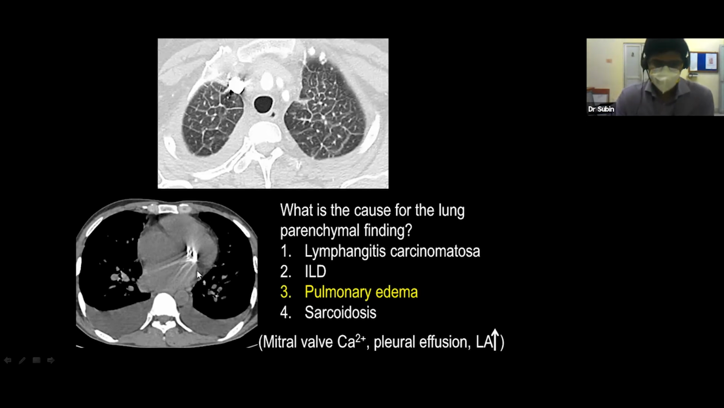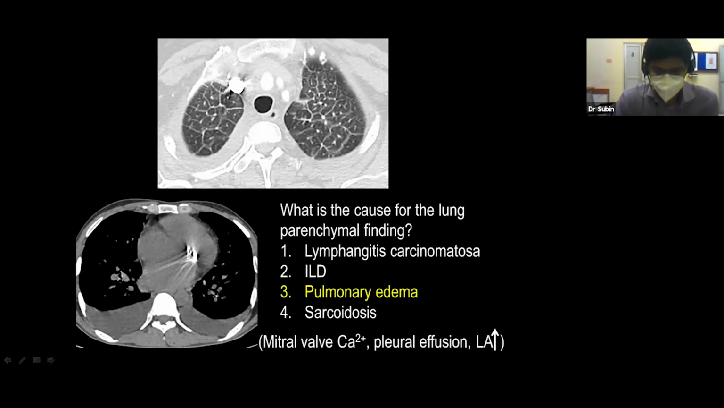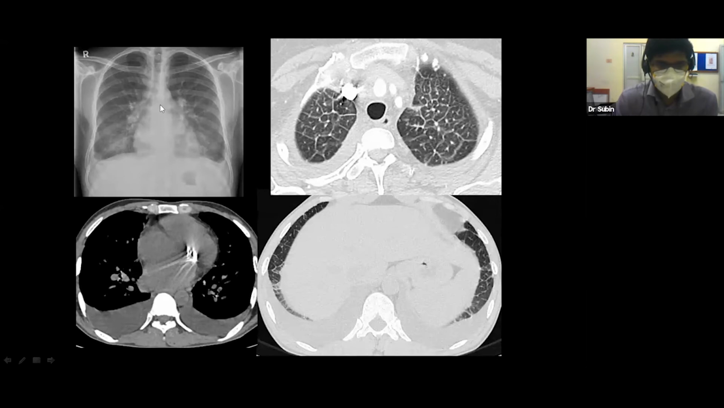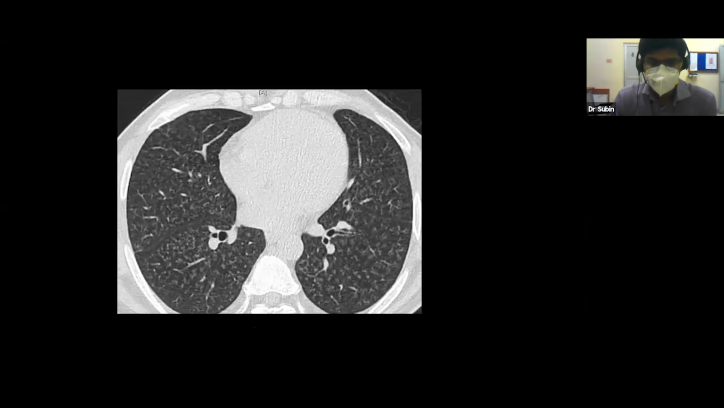And if you see this CT, can you see this is actually a mitral valve? There's a mitral valve calcification, and the left atrium is enlarged. Even in the X-ray, you can see the left atrium is looking enlarged. All right. So this was a case of pulmonary edema. Okay. What about this one?